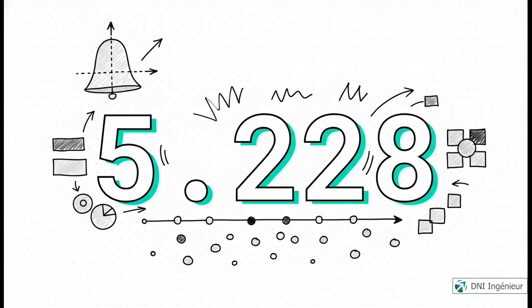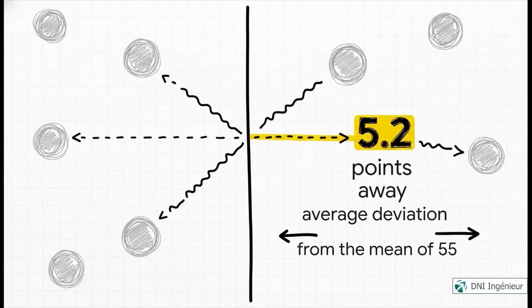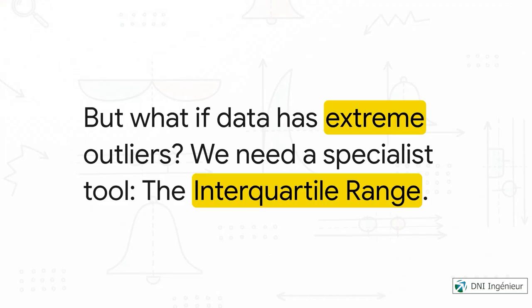Okay, so you get a number like 5.228. But what does that actually mean? It means that, on average, a typical score in this set is about 5.2 points away from the mean. But even standard deviation can get skewed by outliers.